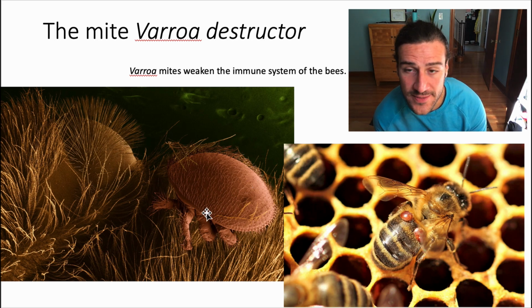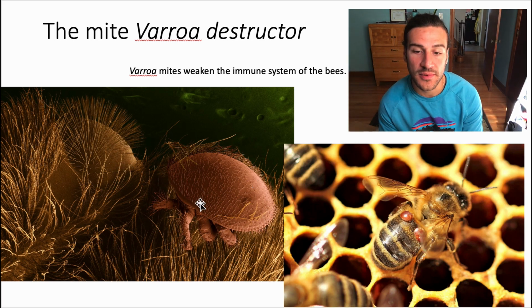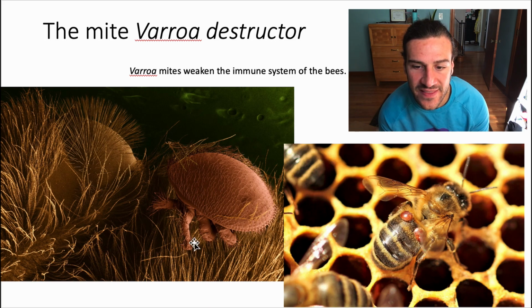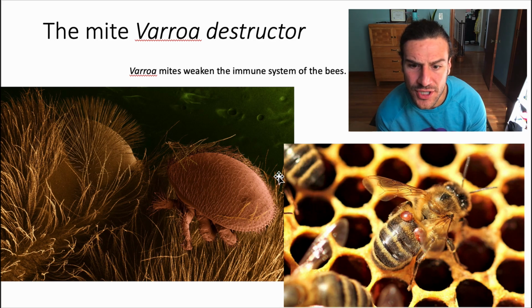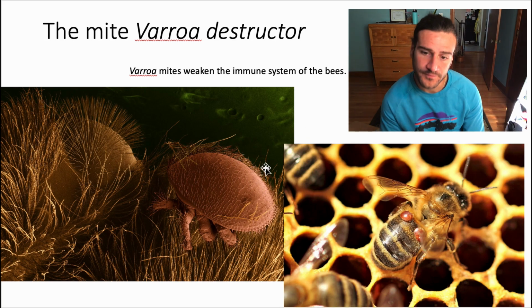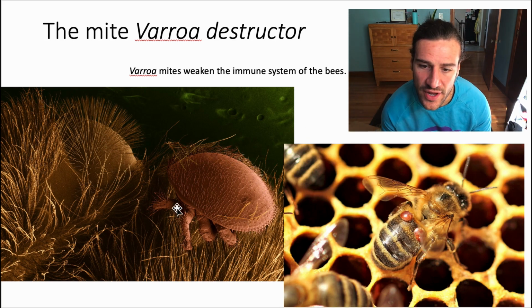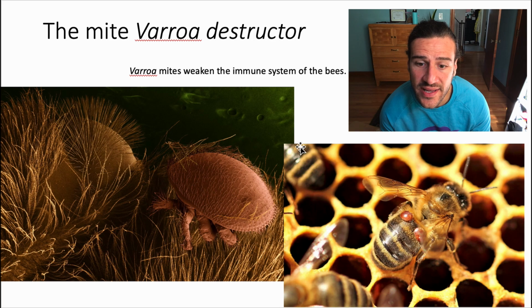And before this 2019 publication, researchers thought that these mites were feeding on the blood of these bees. But these researchers that knew a little bit more about the Varroa destructor realized that their closely related organisms don't feed on blood. They actually feed on fat tissue.